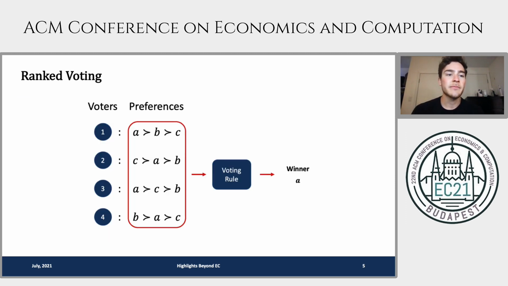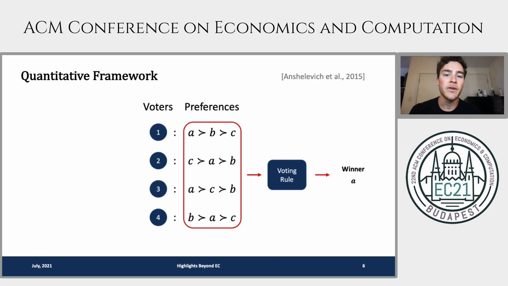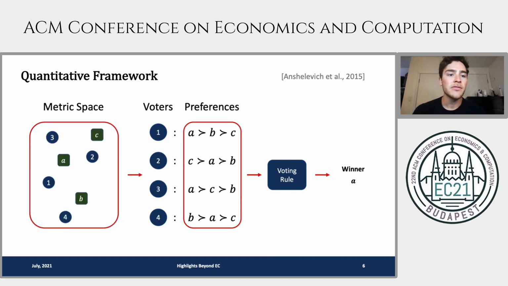So this led some researchers to consider a slightly different way of comparing voting rules, a more quantitative approach. The one I'll cover today was first introduced by Anshelevich et al. in 2015, but this goes back to some more classic work from about 2006 by Procaccia and Rosenschein. And the idea is that we don't assume that these preferences are arbitrary. Rather, they're induced by some underlying metric space.